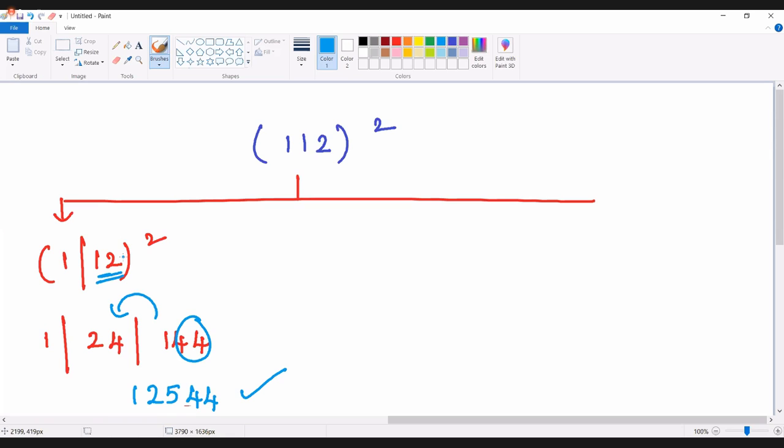That's how you can find the square of any number. Even if it is a 3-digit number, you can apply the same logic. I hope you are able to understand the point. Are you clear? Do respond in the chat box.